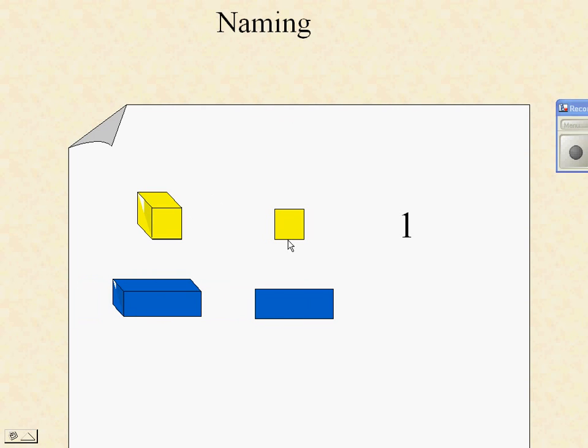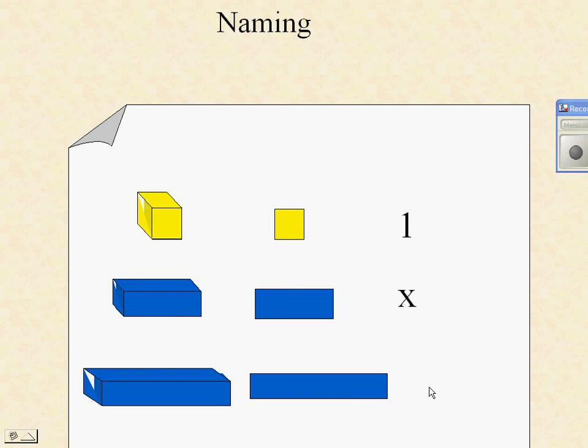Then we have this shorter blue rectangle, and again you have your 3D view and your top view, and that was given the name of x. And then there's a big long blue rectangle, another variable, and that was given the name of y. And those three names are recorded on the sheet where you're going to record the rest of these answers. 3D view, top view, name.